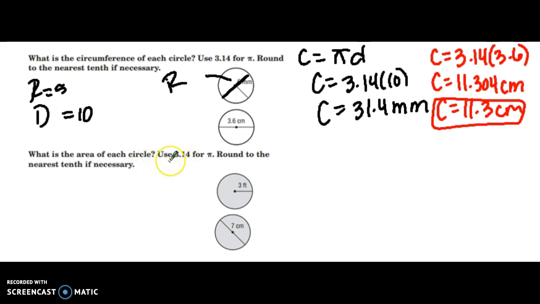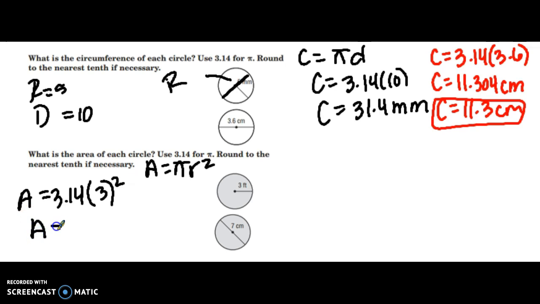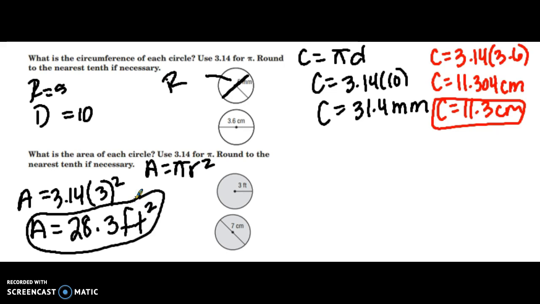What is the area of each circle? Area equals pi times the radius squared. That means radius times itself, not times 2. Radius times itself. The first one gives me the radius. So area equals 3.14 times 3 squared. 3 times 3 is 9. And 9 times pi is 28.26, which rounds to 28.3 square feet. Remember that area is squared.